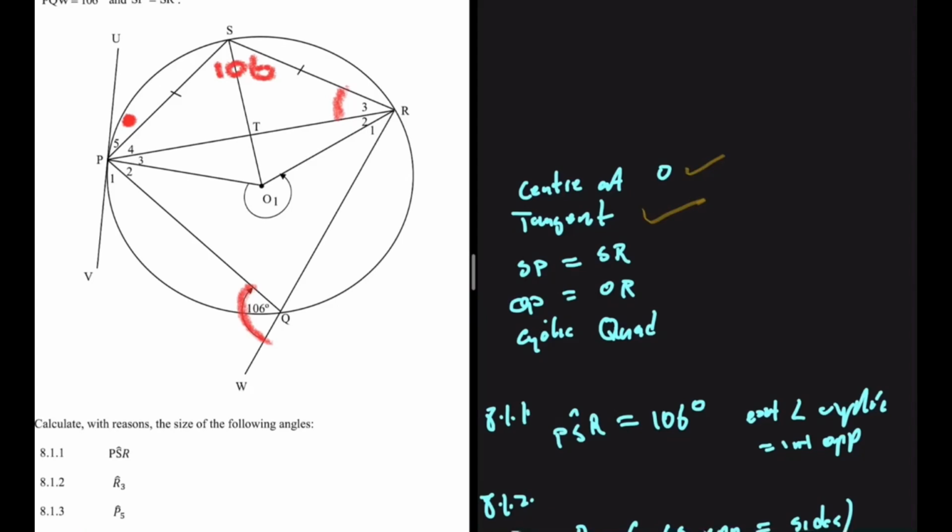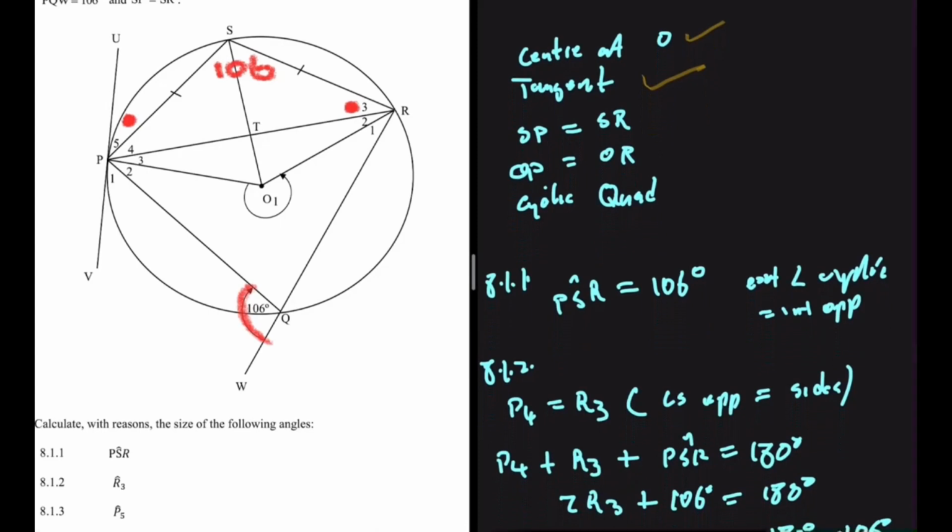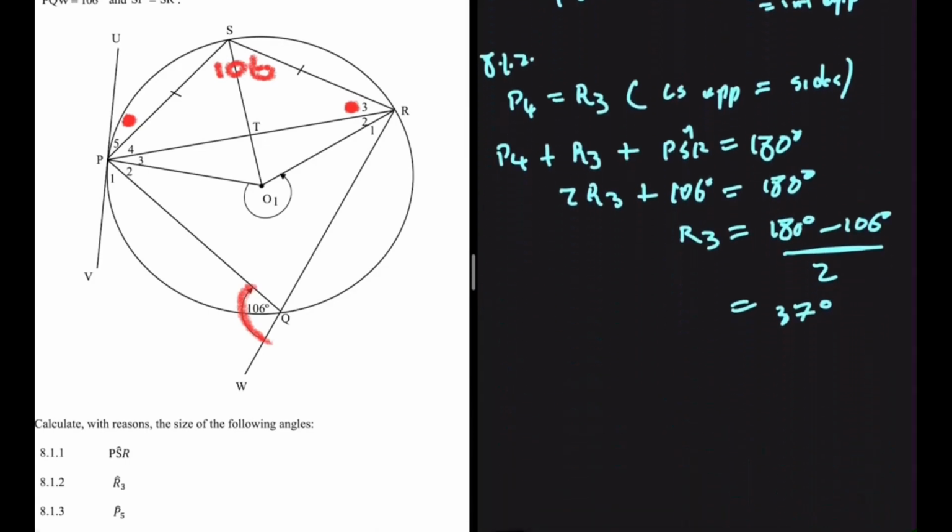We have the tan chord theorem. So angle P5 should be equal to angle R3. That is the tan chord theorem. The angle between the tangent and the chord should be equal to the angle subtended by that chord on the circumference of the circle. So in 8.1.3, we're saying that P5 is equal to R3 because of the tan chord theorem. So P5 is actually 37 degrees.